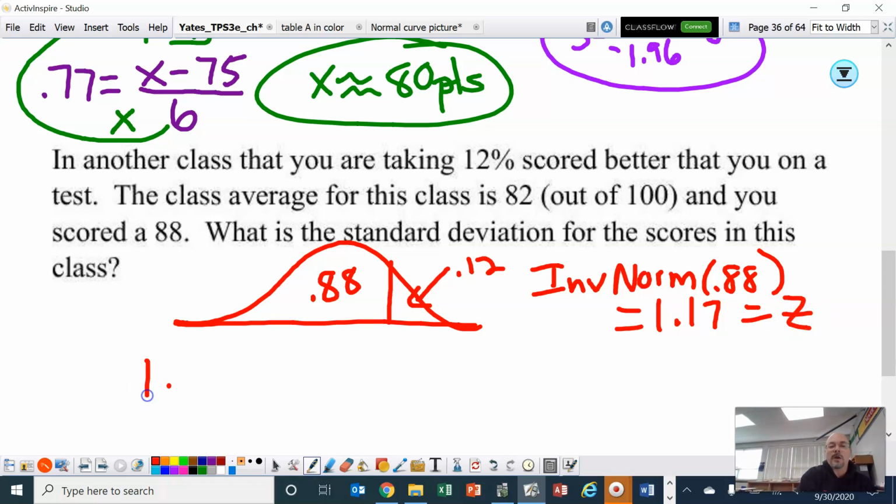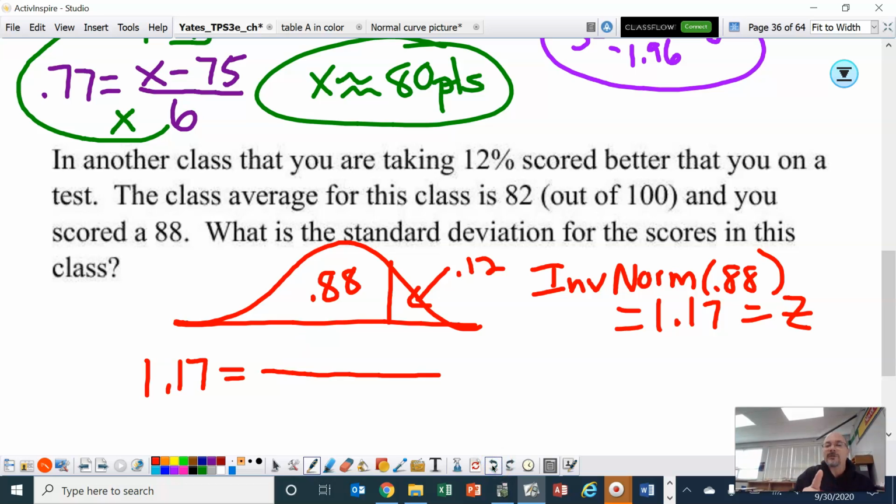So I'm going to take 1.17, I'm going to set it equal to x, because we don't know what your score is. Oh wait, the average in the class is 82. Oh, it does. Okay, hold on. I was thinking it was a different problem here for a second.